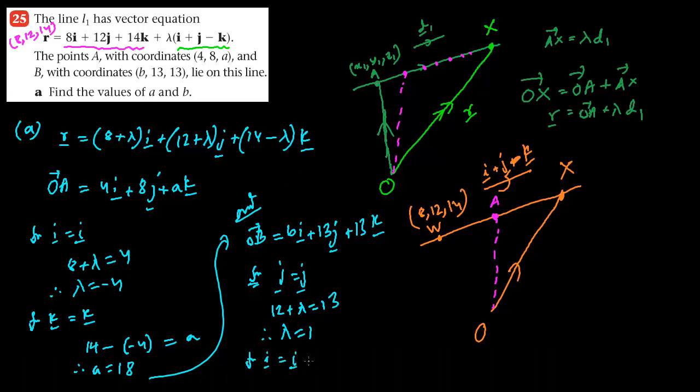For i equals i, we can write 8 plus lambda, 8 plus lambda, where lambda is 1, equals the coefficient of i here, which is b.